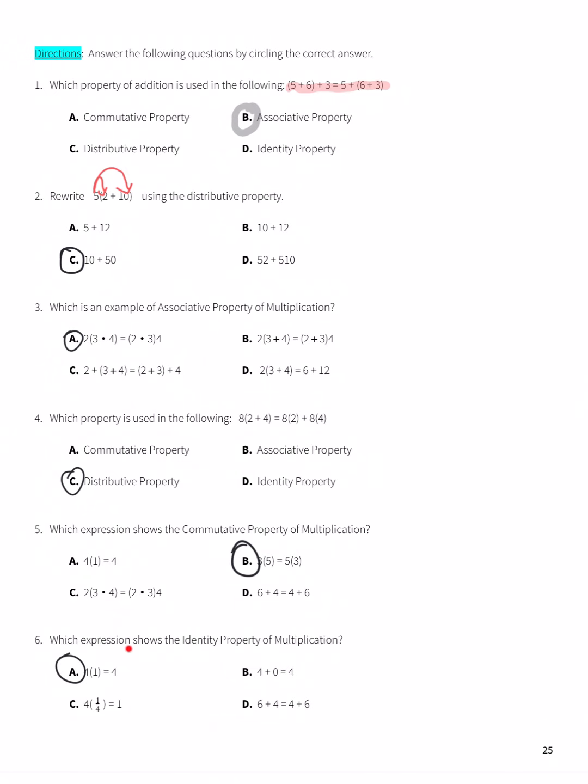And last, which expression shows the identity property of multiplication? Well, we know it's multiplication, and it's this word identity, so the answer is the same. We're trying to keep the same identity. So if I look here, I have 4 times 1 equals 4. We kept the 4, we multiplied it by 1, and it stayed 4. So this would be the identity property of multiplication. Okay, make sure that you have the correct answers and then move on to the next page.